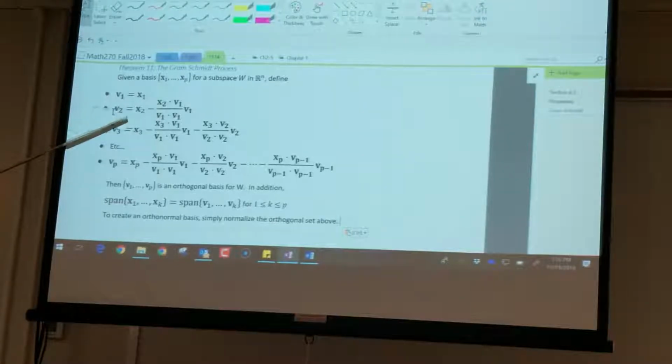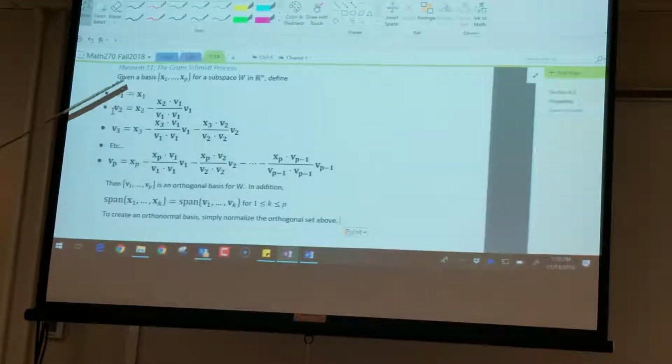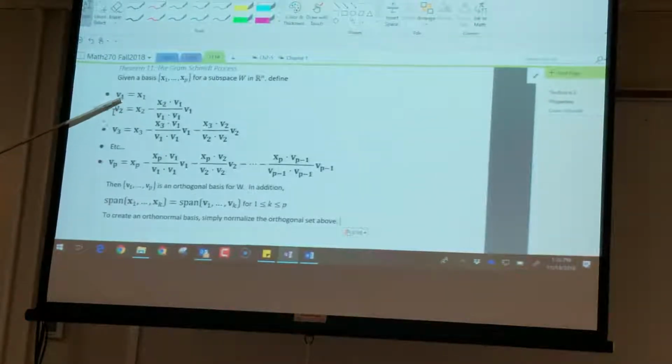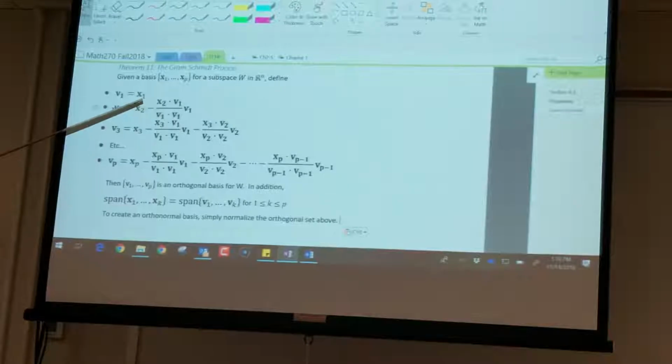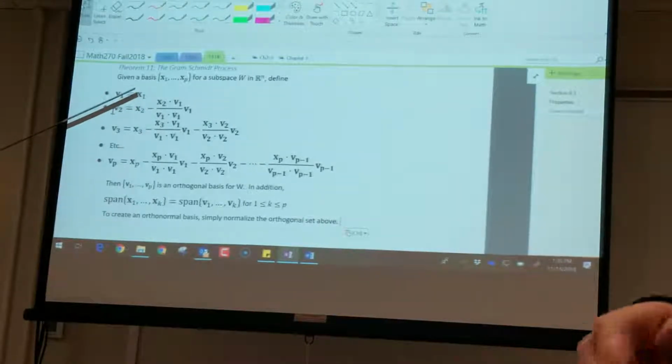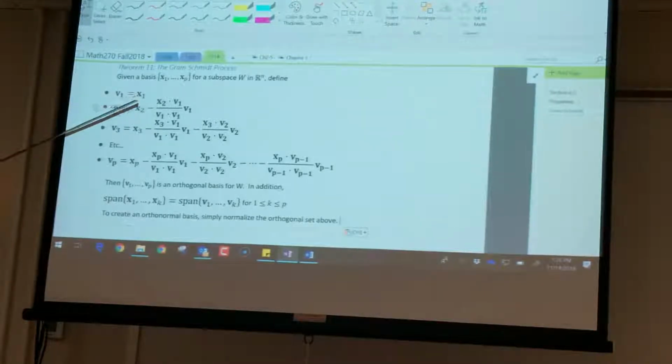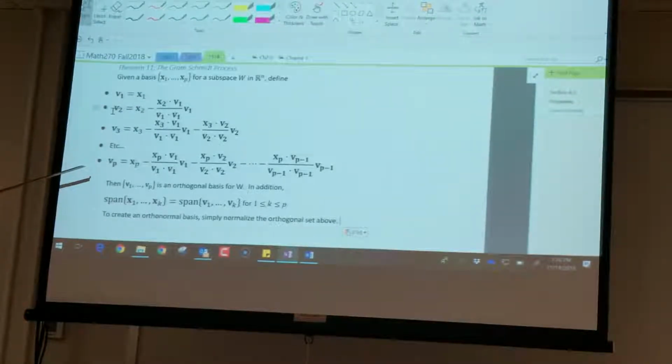J. X2 was J. And who is X1? Matt. But I thought Matt was V1. X1 is equal to V1. Oh, never mind. Sorry. Thank you. So that's the first thing, is that we're going to just let the first vector be whatever the first vector is, and then we'll adjust all the other vectors after that.